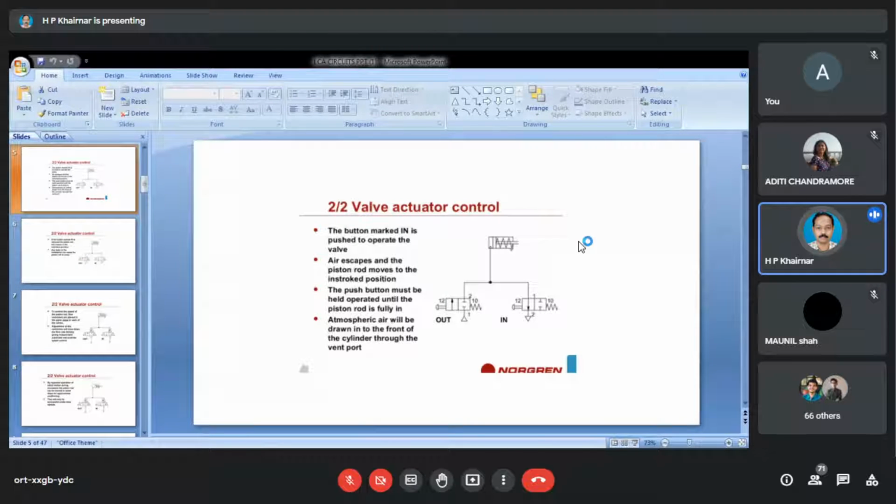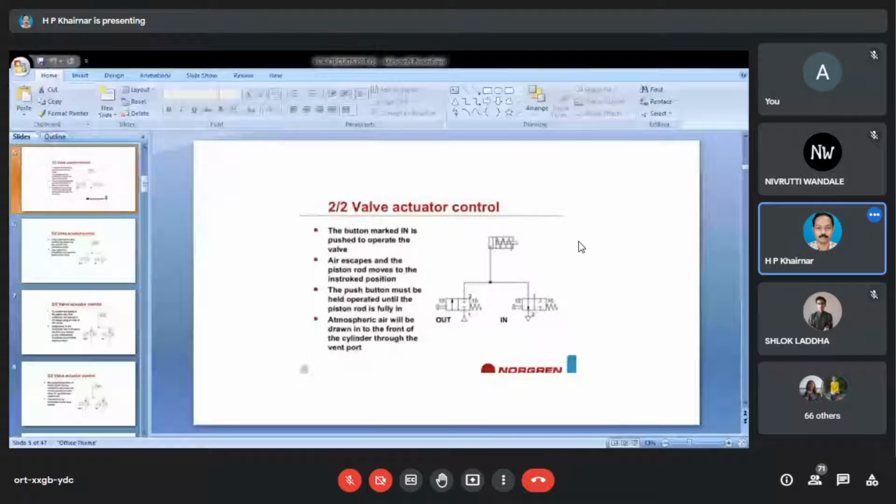So, is it understood? This operation is understood. Shlok, is it understood? Nivrutti, yes sir. Okay. Monil is there. Yes, sir. Monil, complete darkness. What happened, Monil? Are you there or not?